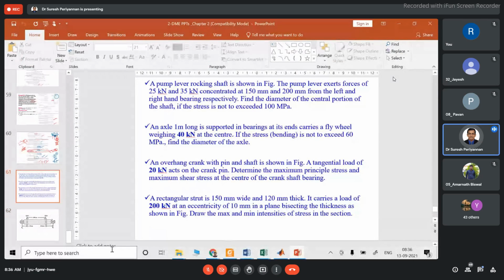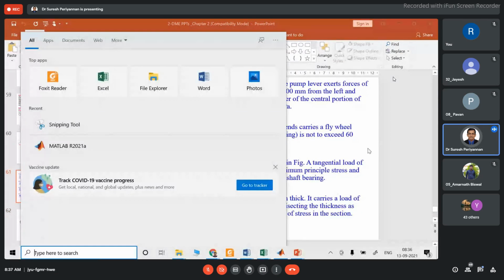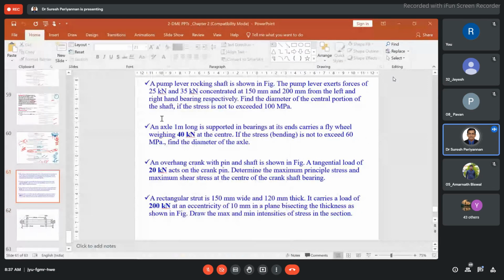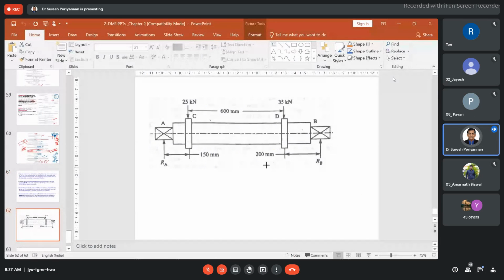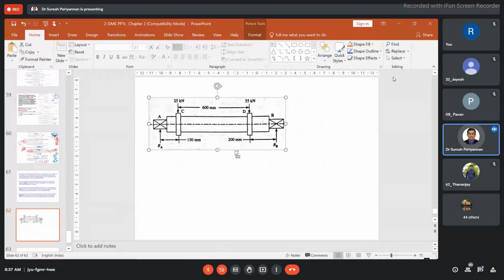Now just see the problem. Given data: 25 kilonewton, 30 kilonewton, 35 kilonewton, 150 mm, 200 mm, and the stress value is also given. Just keep this in mind. I'm going to take this figure only, to my whiteboard.